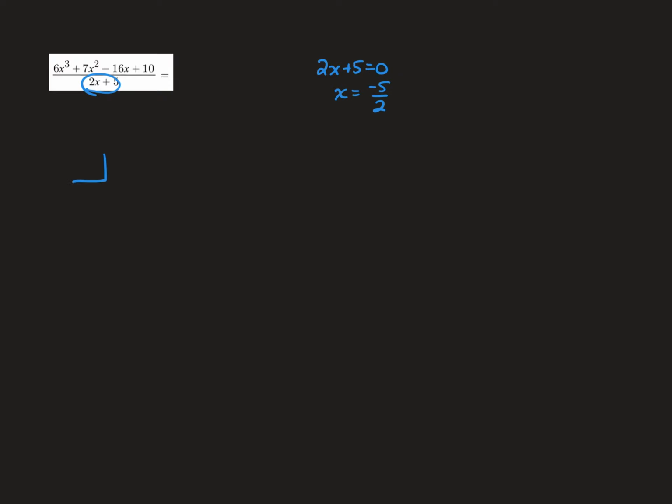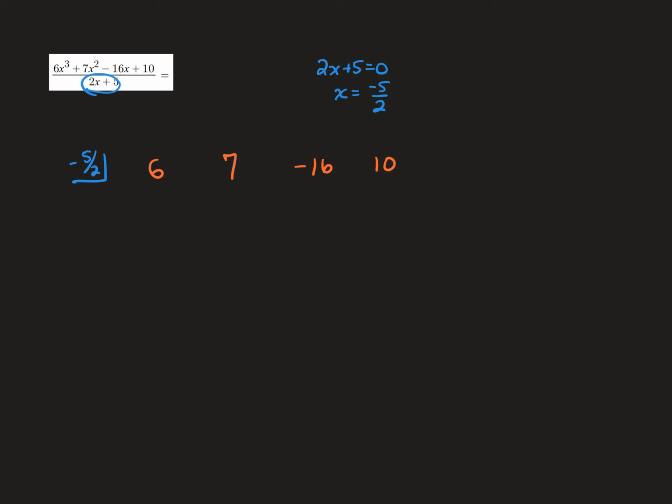Now that negative 5 halves goes in the box. And then I take each of the constant terms, making sure I have all powers represented. So let's just look at that here. I see 3, 2, 1, constant. We're good. If I had any missing things, I would add a 0 in there to hold its place. So I'm just going to take each of those constants. The coefficient for 6x cubed is 6. The coefficient for 7x squared is 7, and then negative 16, and then 10.